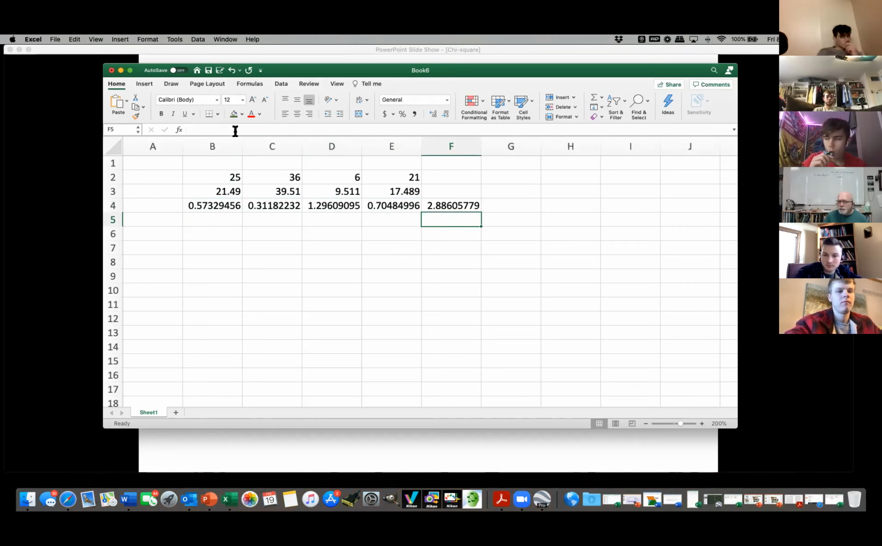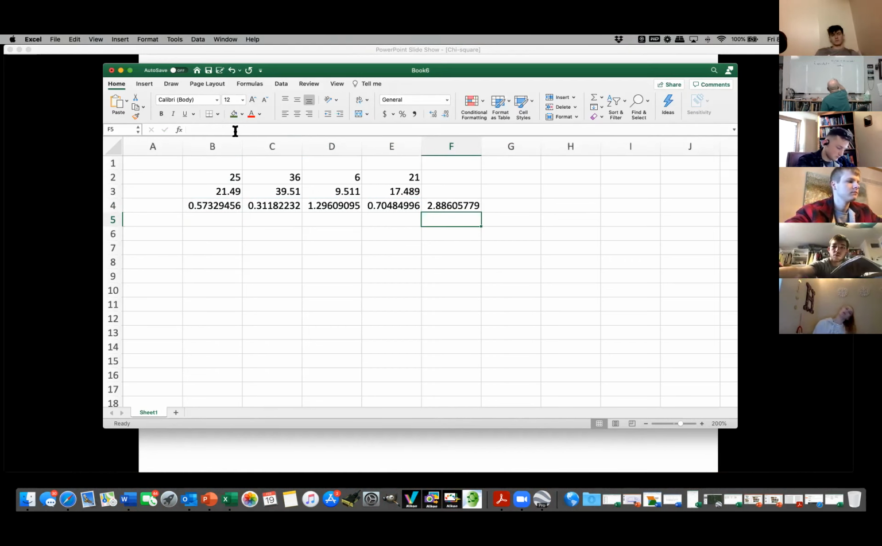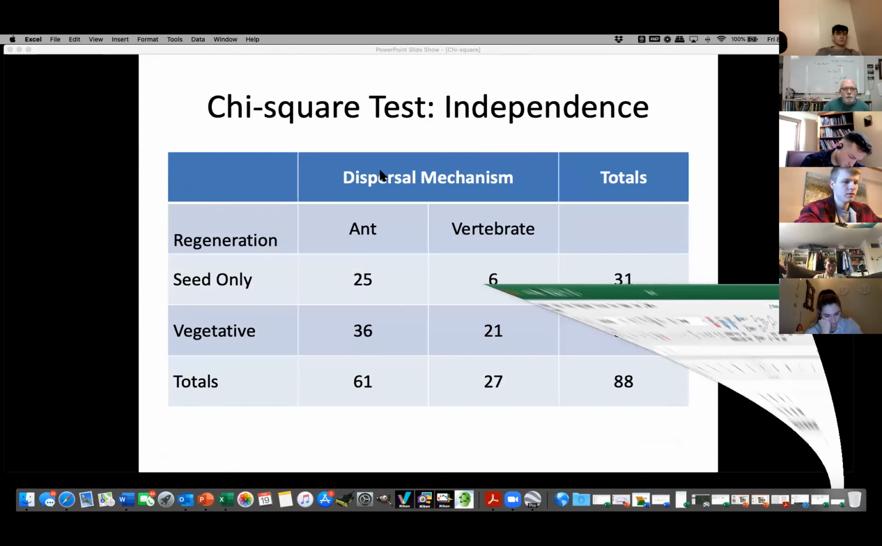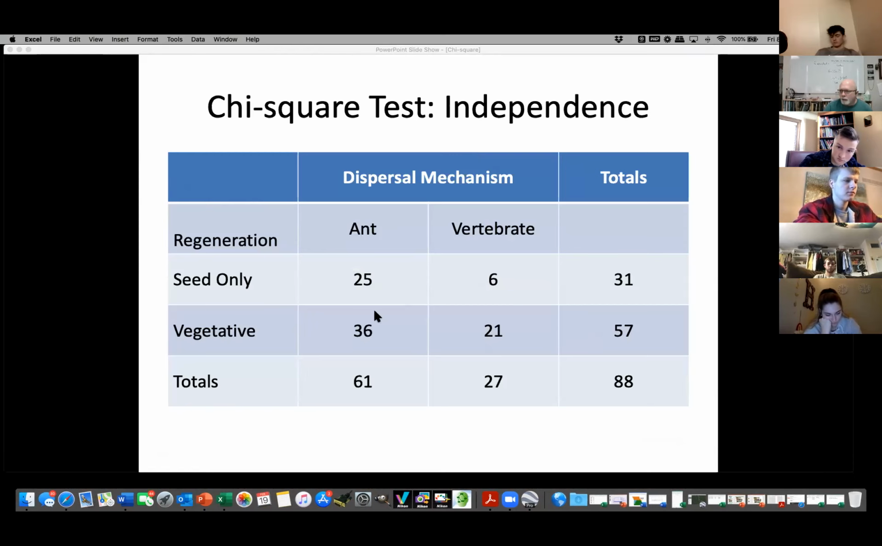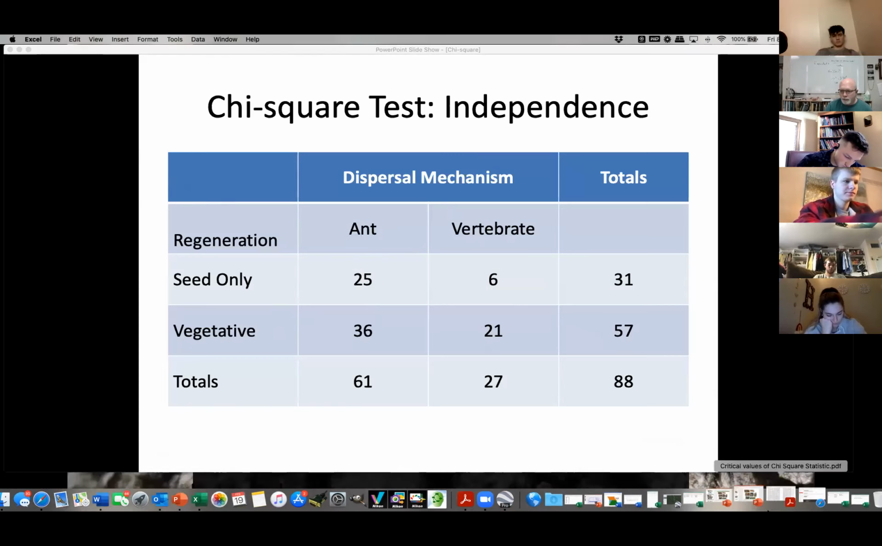All right. So now we need to know, is this value that we observed, a chi-square value of 2.886, significant? We're going to evaluate this at an alpha level of 0.05, but now we need to know how we calculate the degrees of freedom. The degrees of freedom in this situation are the number of rows minus 1 multiplied times the number of columns minus 1. And in this case, because we have 2 columns and 2 rows, it ends up being 1 times 1. So our degrees of freedom in this case is 1.